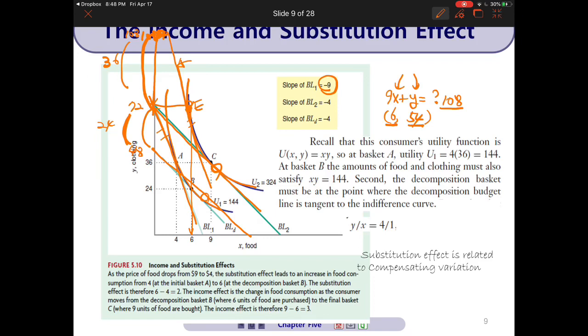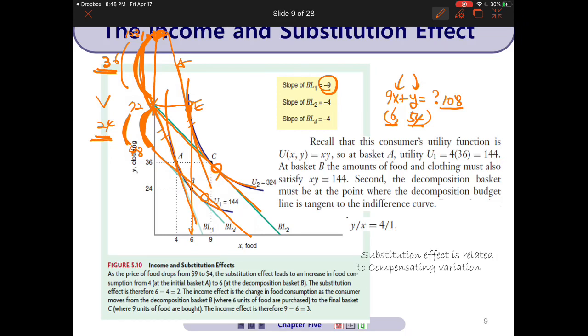What I can find out is that for this one we call it compensating variation. We call this one equivalent variation. Here, equivalent variation becomes greater than compensating variation. That's the concept we did in the last section. So you need to go over this once again.